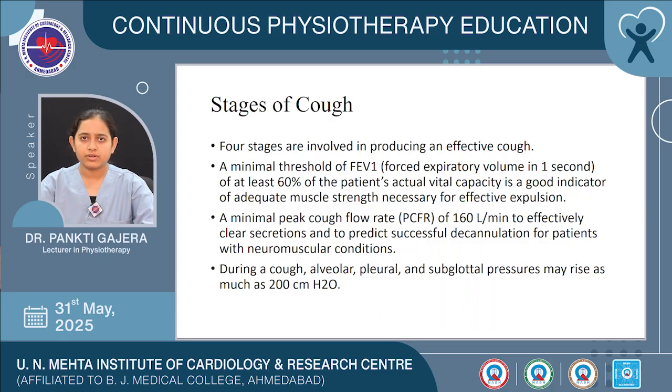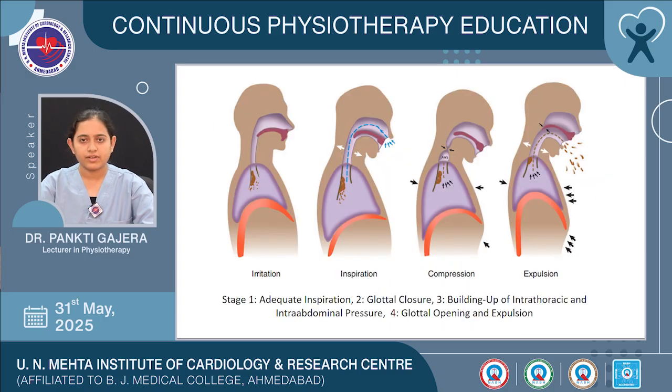A minimal peak cough flow rate, that is PCFR, of 160 liters per minute is needed to effectively clear secretions and to predict successful decannulation for patients with neuromuscular conditions who have been on tracheostomy for a longer period of time. During a cough, alveolar, pleural or subglottal pressures may rise as much as 200 cm of H2O. So when mucus plugs are transported from the periphery to the center, the patient feels irritated and the cough reflex is present.